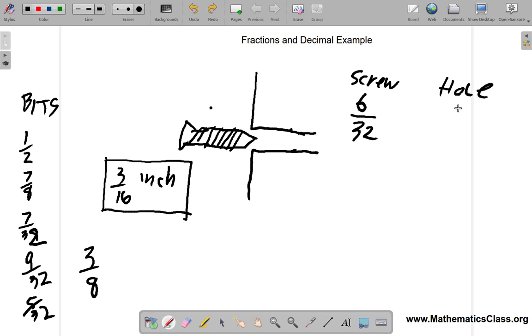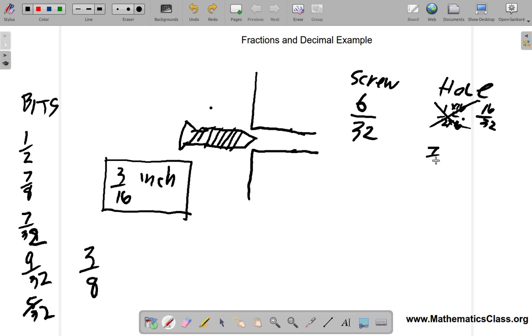Now, the hole that you're going to drill, what size will it be? Is it going to be the 1/2 inch bit that you use? 1/2 inch is what over 32? 2 times 16 gives you 32, so you must multiply this by 16. 16/32. This hole is larger than the screw. It cannot work. The 1/2 inch cannot work.